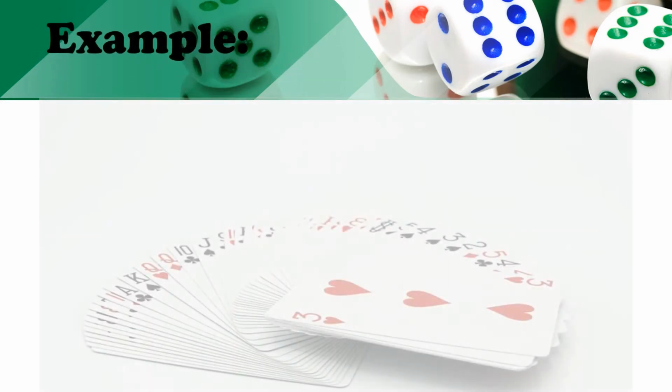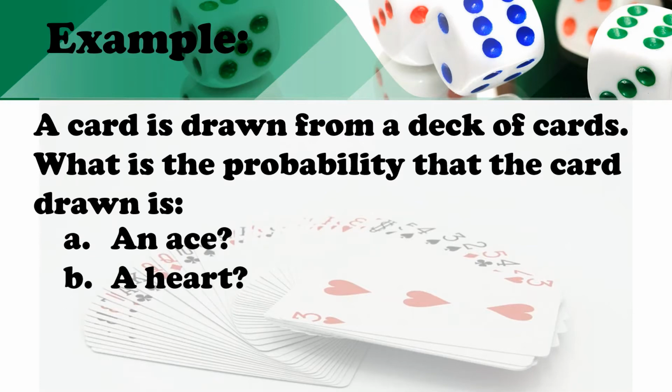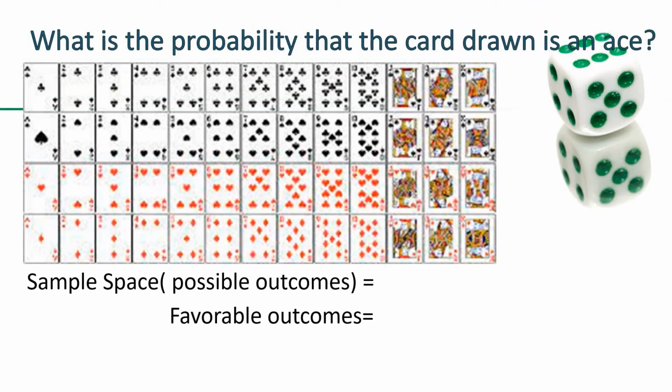Let us have our example. A card is drawn from a deck of cards. What is the probability that a card drawn is an ace, a heart, a red card, or not a spade? Now let us answer the first question. What is the probability that the card drawn is an ace?